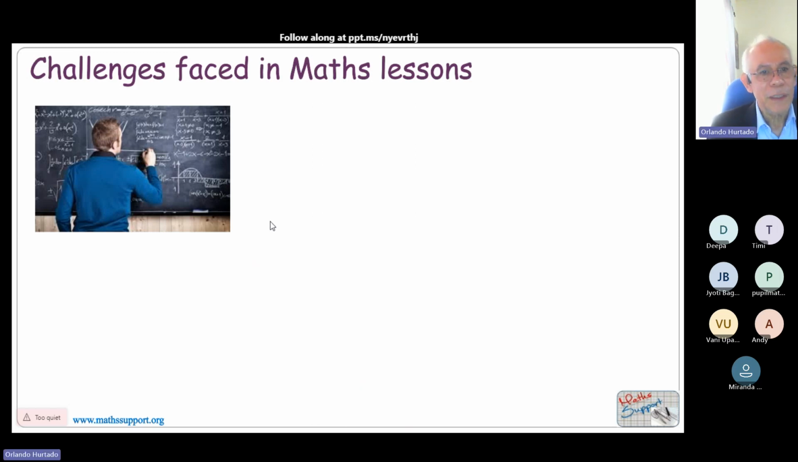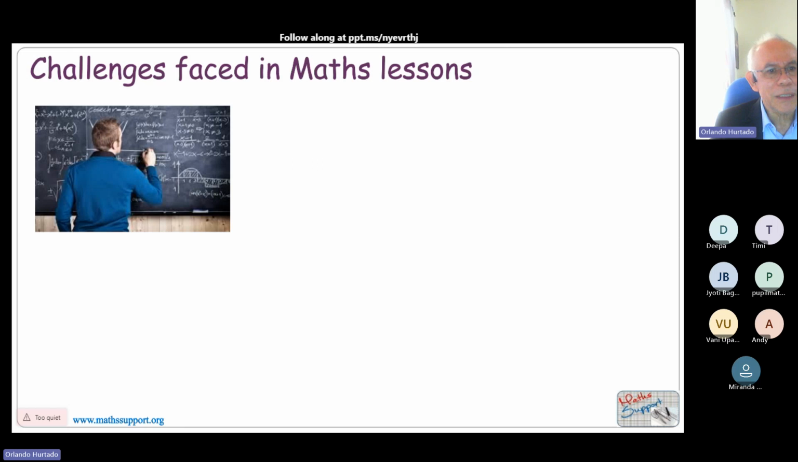Do you see this picture on your screen? This is one of the challenges that we as teachers of mathematics face. What do you notice in here? Well, our teacher is teaching a math lesson. He is focusing on writing on the whiteboard, or in this case on the blackboard. He is doing some diagrams. He is solving some equations, and maybe he is explaining at the same time.